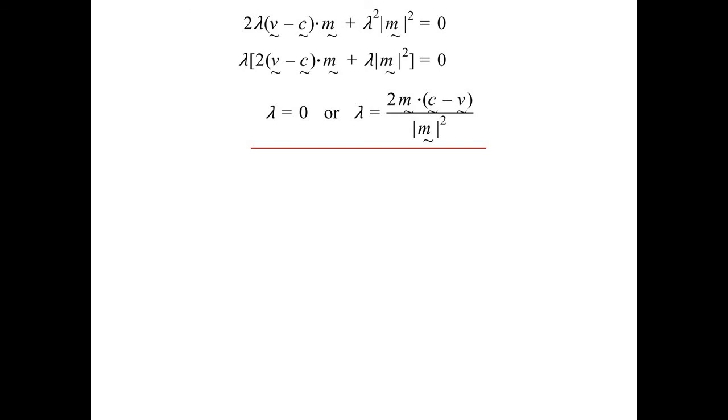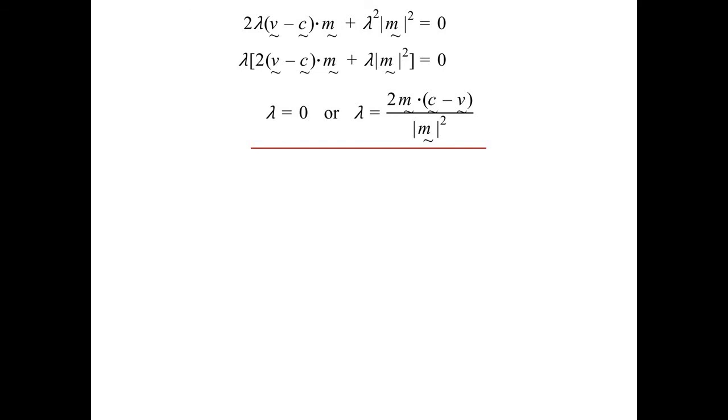All right, let's play around with it. We've got a bit of a quadratic. Mind you, it's a simple quadratic because we've got a common factor of lambda. There it is. Lambda is either 0, I mean that's a possibility, or there's the expression 2m dot c minus v over the magnitude of m squared. We've satisfied the question.